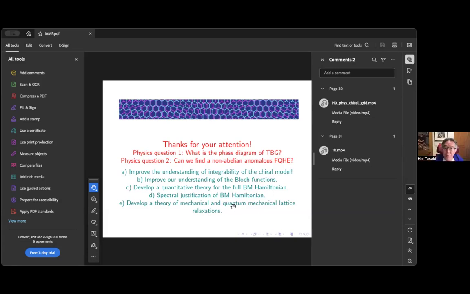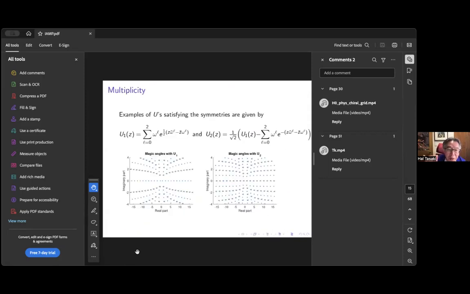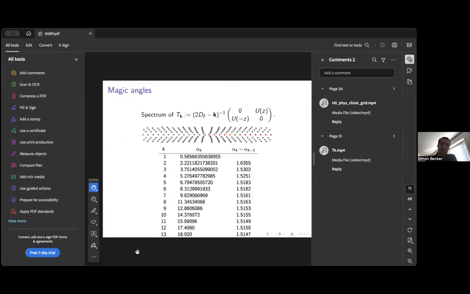Can I ask one more? Yes, please. You have this table of values of alpha starting from 0.58 or something. Is this for a special potential, or is this universal in some sense? Yes, this is for the simplest one that satisfies all the symmetries you need. You take the low Fourier modes and just patch them together so that all the symmetries are satisfied. That's the values that you get.